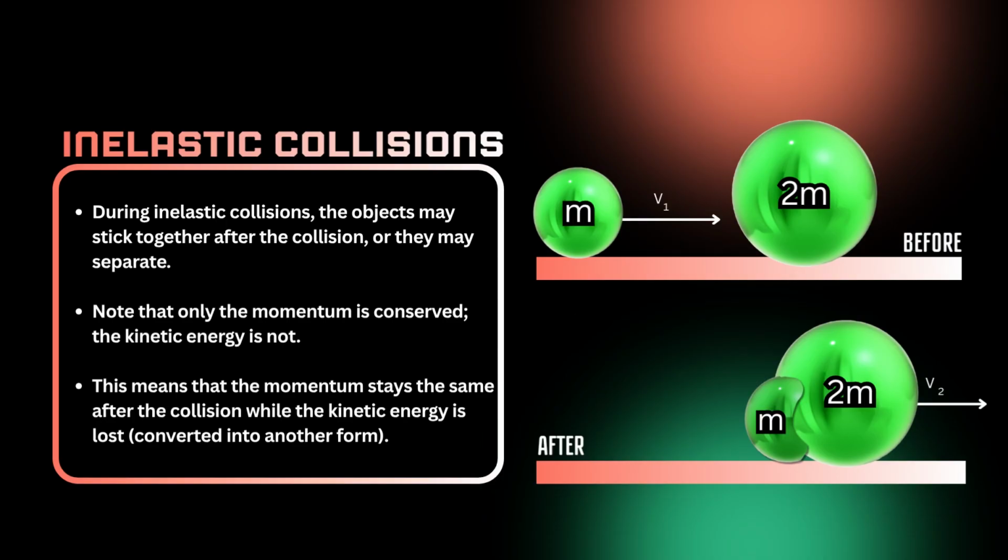Unlike elastic collisions, where both kinetic energy and momentum are conserved, in inelastic collisions, only the momentum is conserved. This means that while the momentum of the system remains constant, some kinetic energy is lost or transformed into another form of energy, such as thermal or sound. A key point to highlight is that in some inelastic collisions, the objects may stick together after impact, leading to them moving as a single entity.